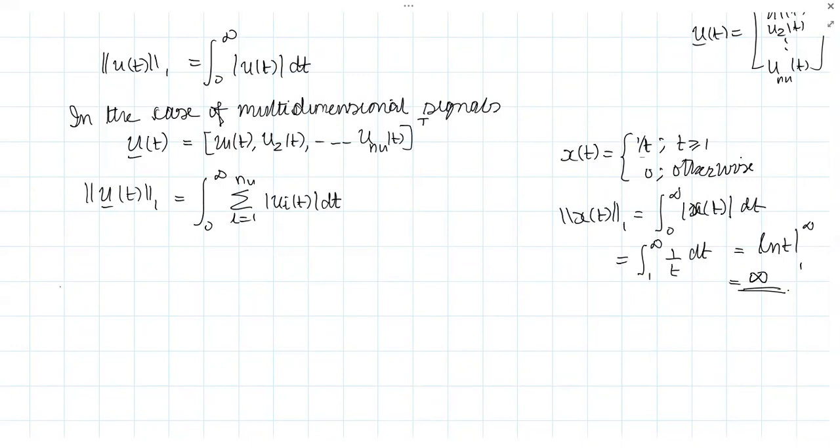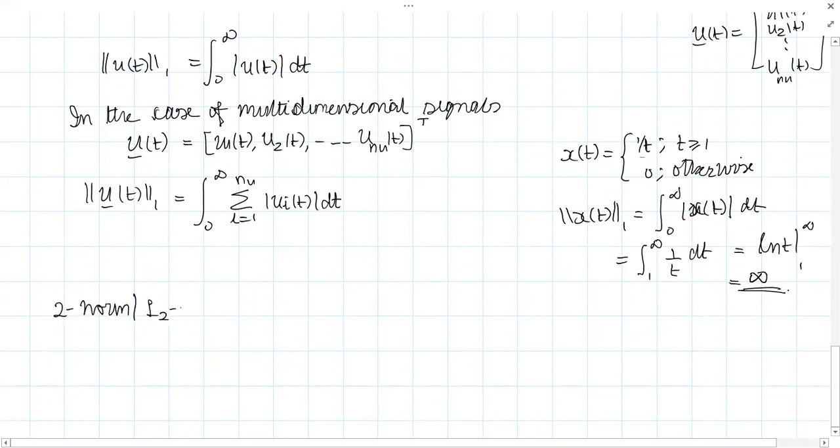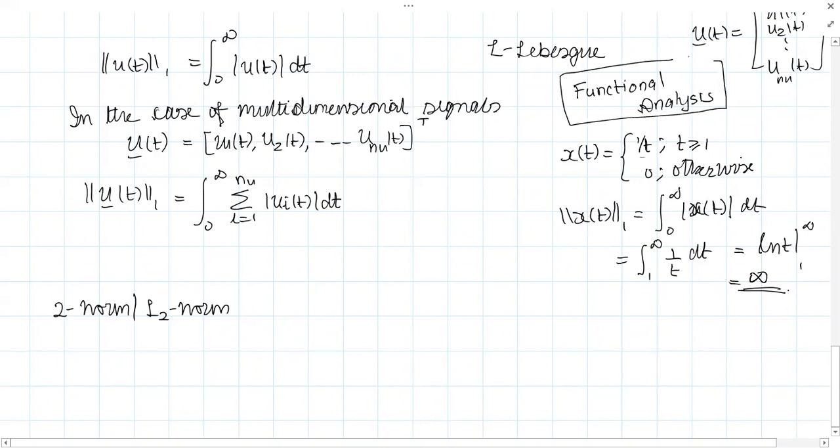Then next is 2 norm or L2 norm. I have been saying L1, L2, etc. This L stands for Lebesgue. I will not go into the mathematics of this. If you want to know more, I would advise you to go through any books on functional analysis. You can try to explore the idea behind this. Any book on functional analysis will explain what is Lebesgue space. That is why we are using the notation L.